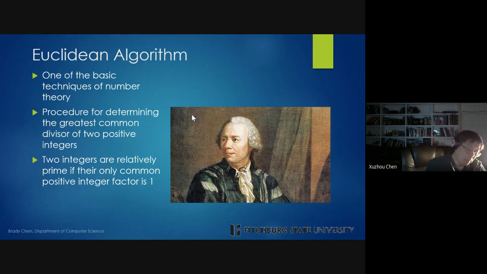So suppose I have two positive numbers. For two positive numbers, one of the actual problems people try to figure out is, can I find a common divisor? So that means I have two positive integers. Is there any way I can find a divisor which can divide both the number A and the number B? Can I?